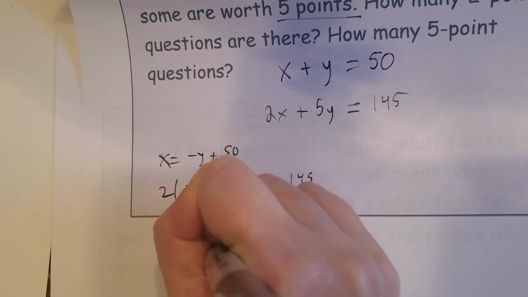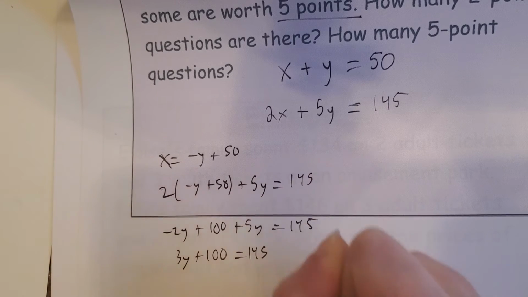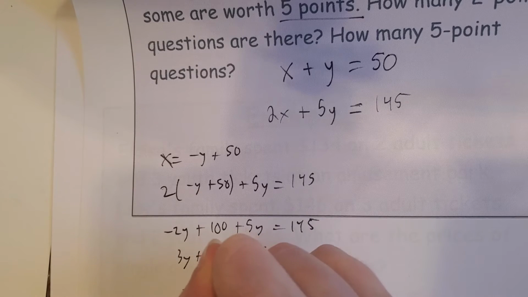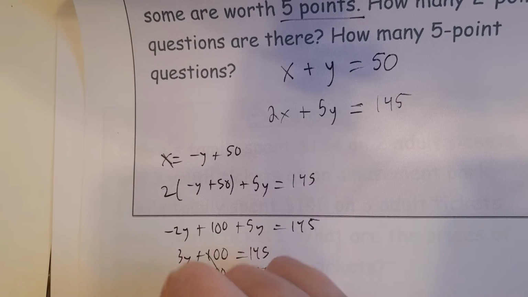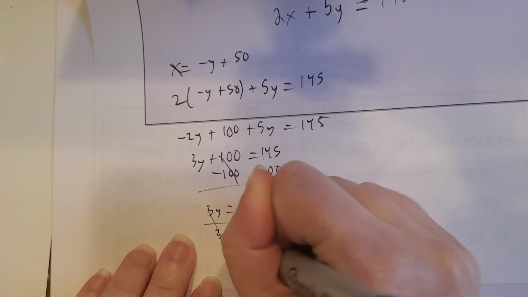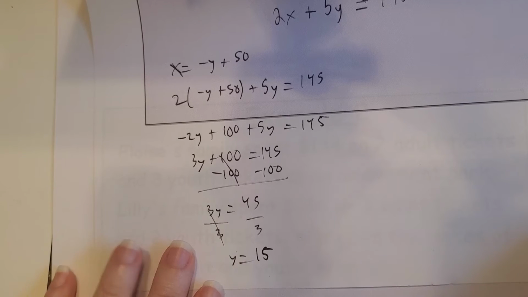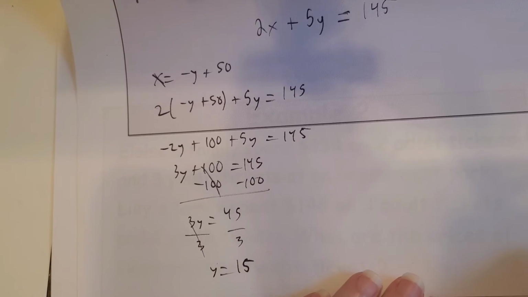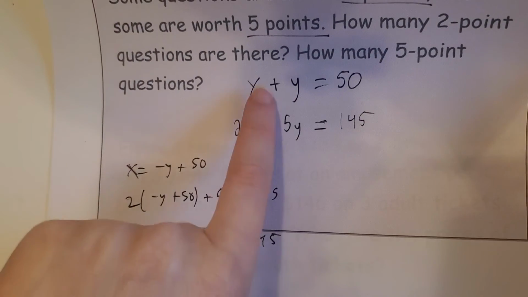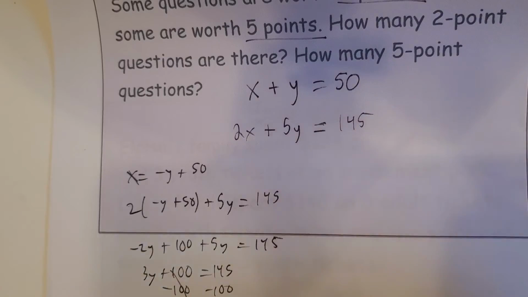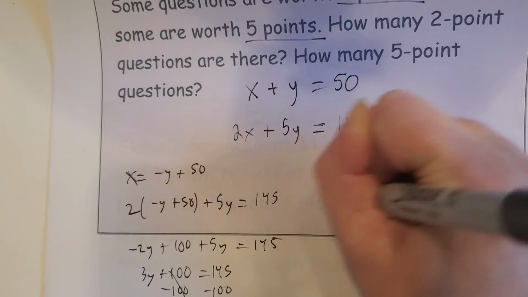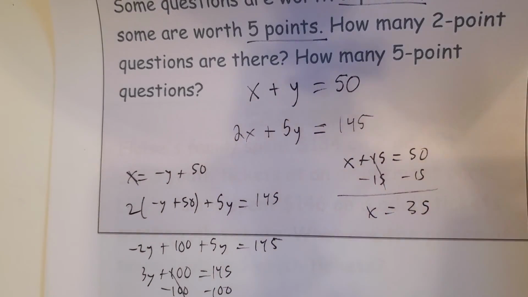So 3y plus 100, 145 minus 100, 45. So y is, you can't even see that. Y is 15. And we're going to talk about what that means after the problem ends. Because now we need to find x. We can plug this 15 into either one of these 2 original equations. The first one is way easier. x plus 15 equals 50. So you subtract 15 from both sides, and x is 35.